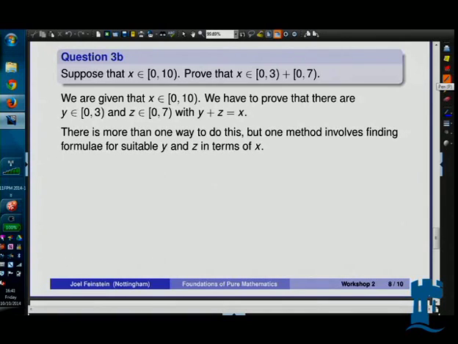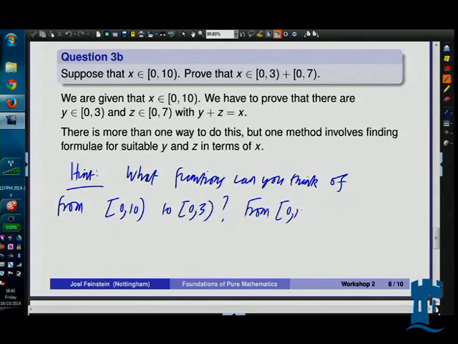Okay, I'm going to provide a hint. It's quite a big hint. What functions can you think of mapping one of these intervals to another interval? You think you've got it? Yeah, some people have done it, right?